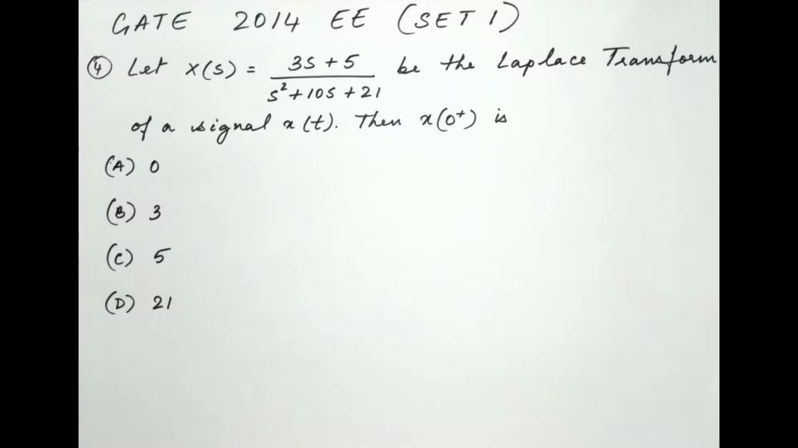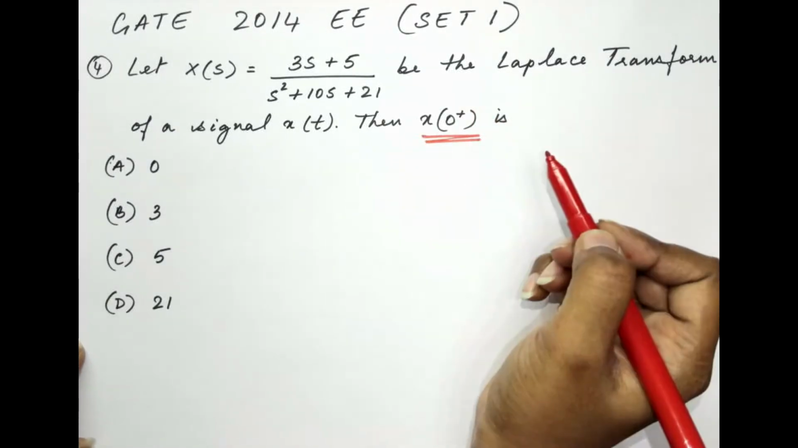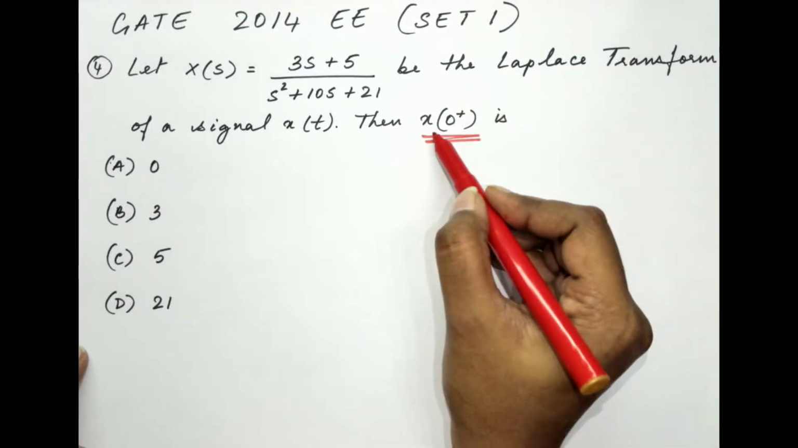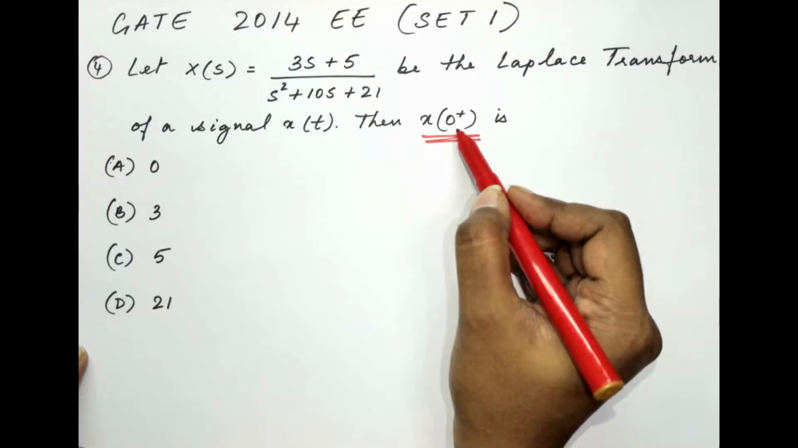Now, the function given to us is the Laplace transform of a certain signal x(t). So this has to give us a clue as to what we can use. Since the Laplace transform is given to us, we can use the initial value theorem in order to find out our answer. Okay, so let's begin. First, we have been asked to find out the value of x at 0+.